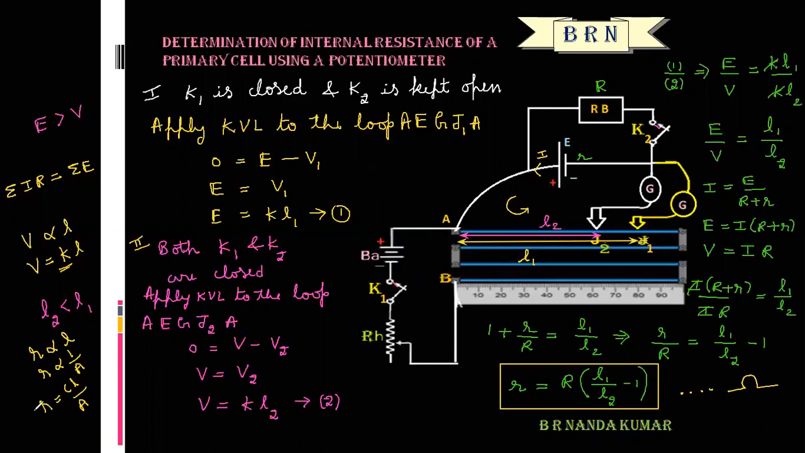So what is the meaning of internal resistance of a cell? Opposition offered by a cell to the flow of current, or the solution of a cell causes a certain hindrance to the flow of current. The hindrance caused by the solution of a cell to the flow of current is called the internal resistance of a cell.